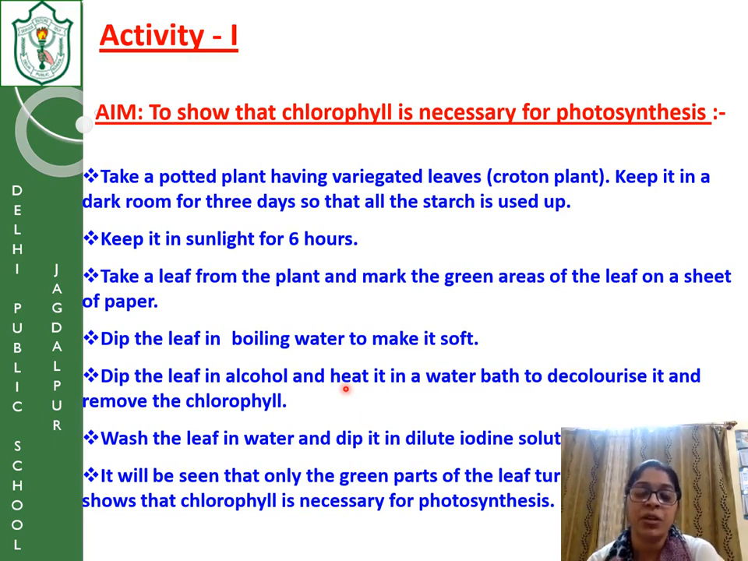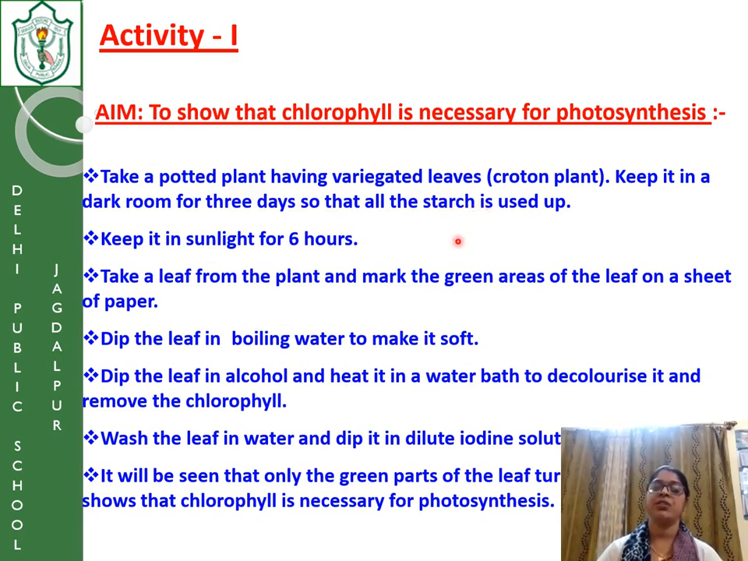In that book, it is not given clearly point-wise. It is given in the form of a paragraph. And this activity-based question also comes in the board exam. This year also in the board, this particular experiment was given and the question was asked. Okay, so the first step is to take a potted plant having variegated leaves.